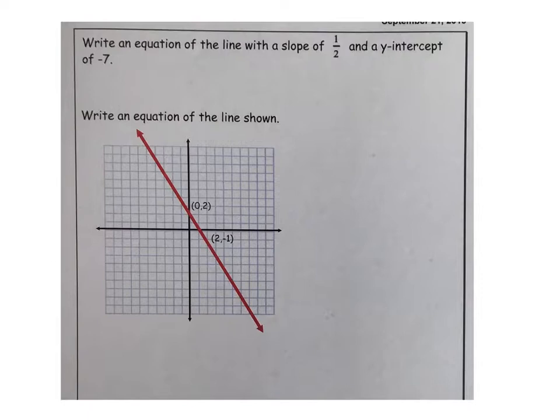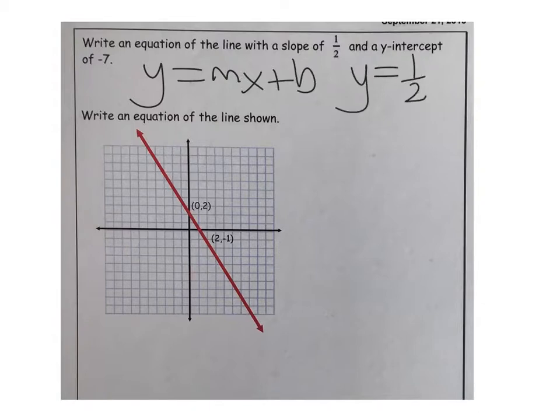So here we have, write an equation of a line with a slope of 1/2 and y-intercept of -7. So we're still using that format. So it's going to be y is equal to 1/2 x, because that's the slope, and it's going to be -7, because that's the y-intercept.